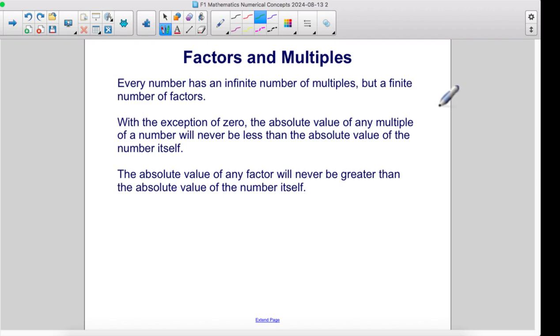Every number has an infinite number of multiples, but a finite number of factors. With the exception of 0, the absolute value of any multiple of a number will never be less than the absolute value of the number itself. The absolute value of any factor will never be greater than the absolute value of the number itself.